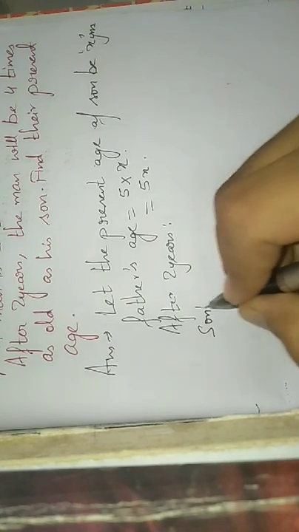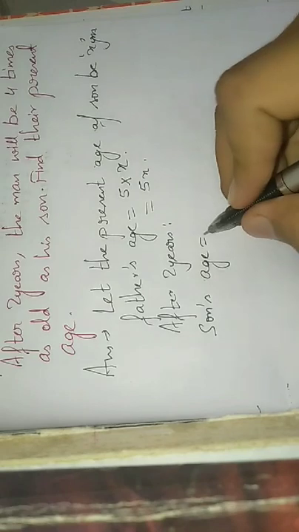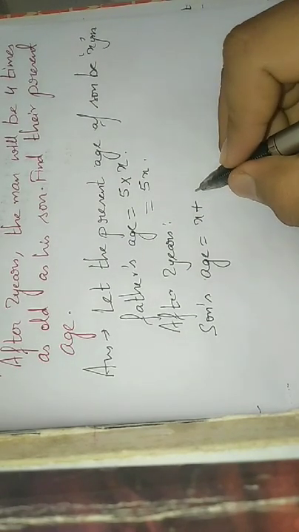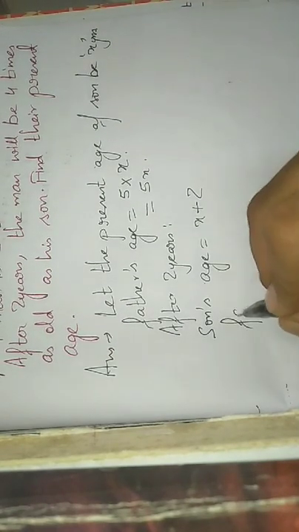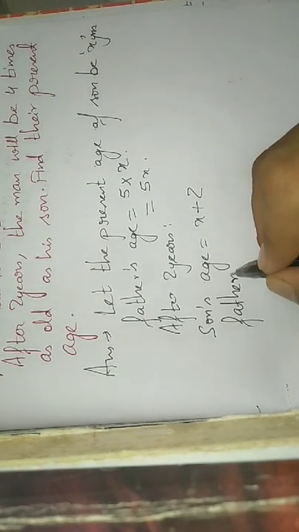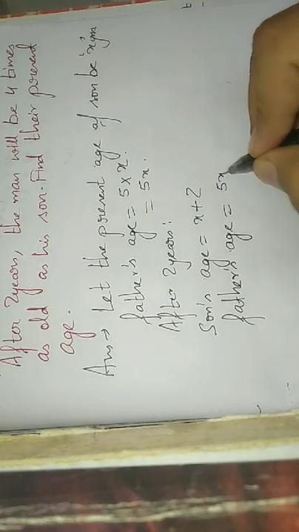Son's age is equal to, what was son's age? X, whatever it is. Don't treat the variables to be too complex. Treat them like numbers only. They're actually numbers but hidden, and their values keep on changing. That's why they are variables. So son's age after 2 years is x plus 2, and the father's age will be 5x plus 2.